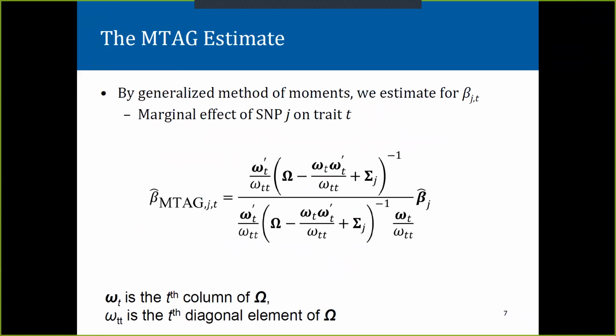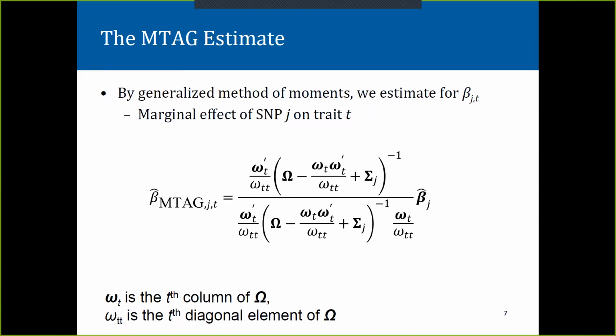Moving on to slide 7. Because we're just relying on the first and second moments of the beta, MTAG is a moment-based method. You can look into the paper if you want the details of the derivation. But based on those 2 moments, you can derive an estimator for the effect of SNP-J on any individual trait T. And after a little bit of work, you end up with this formula that is on this screen.